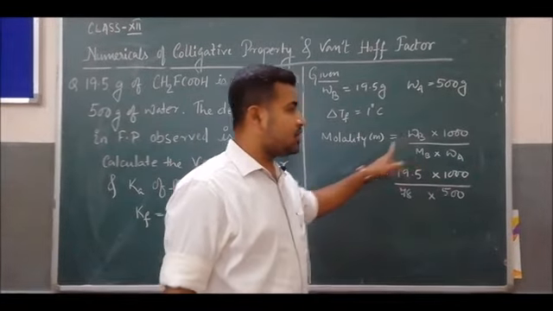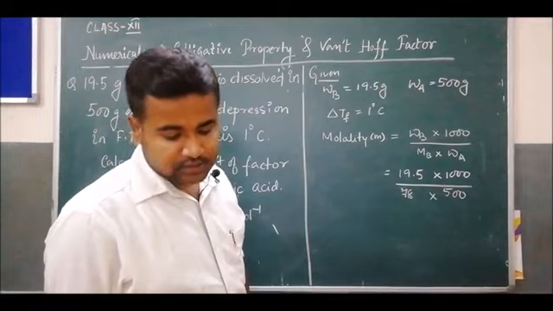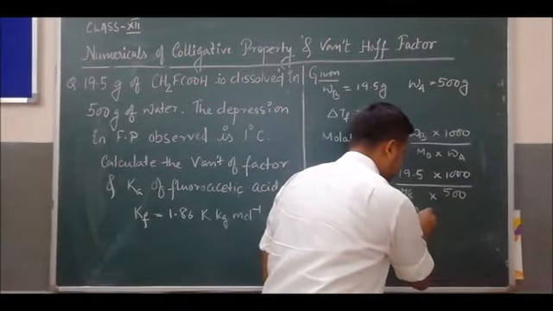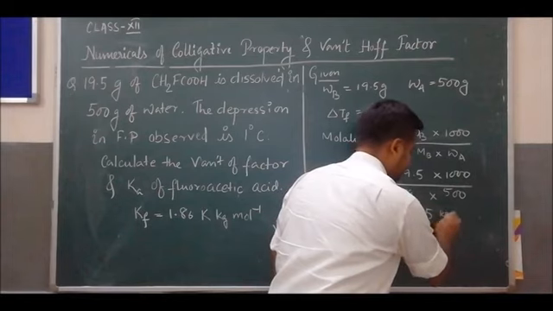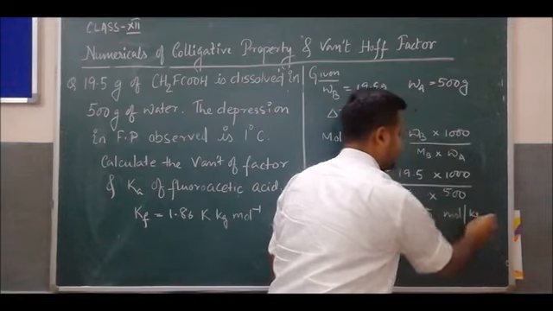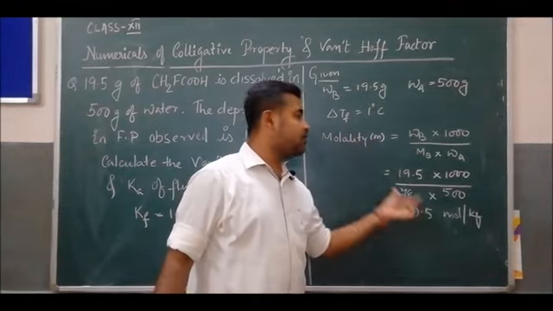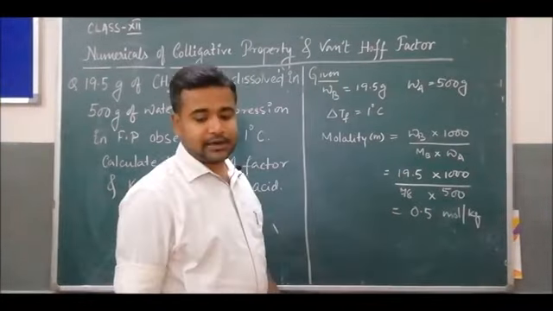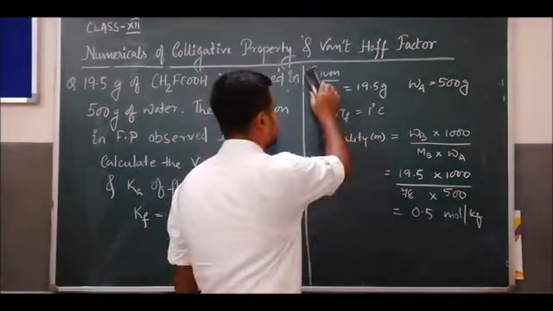So if we solve this equation, what will be the molality? The molality comes to 0.5 mole per kg. So this is the value of the molality. 0.5 mole per kg will be the molality. Clear?